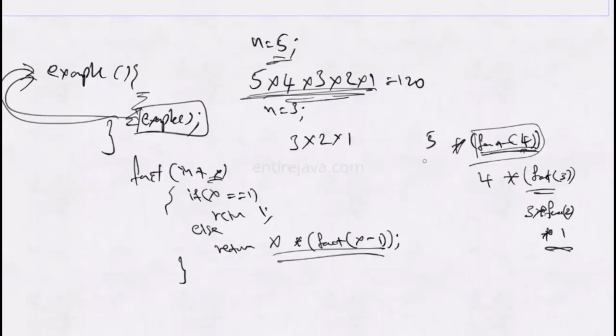So ultimately we're finding the product of 5 multiplied by 4 multiplied by 3, so on and so forth, and we get the result as 120. And there's one important thing to understand. Whenever you are using recursion, it is your responsibility as a programmer to put a terminating condition. Otherwise, the method will keep calling itself and will cause errors.